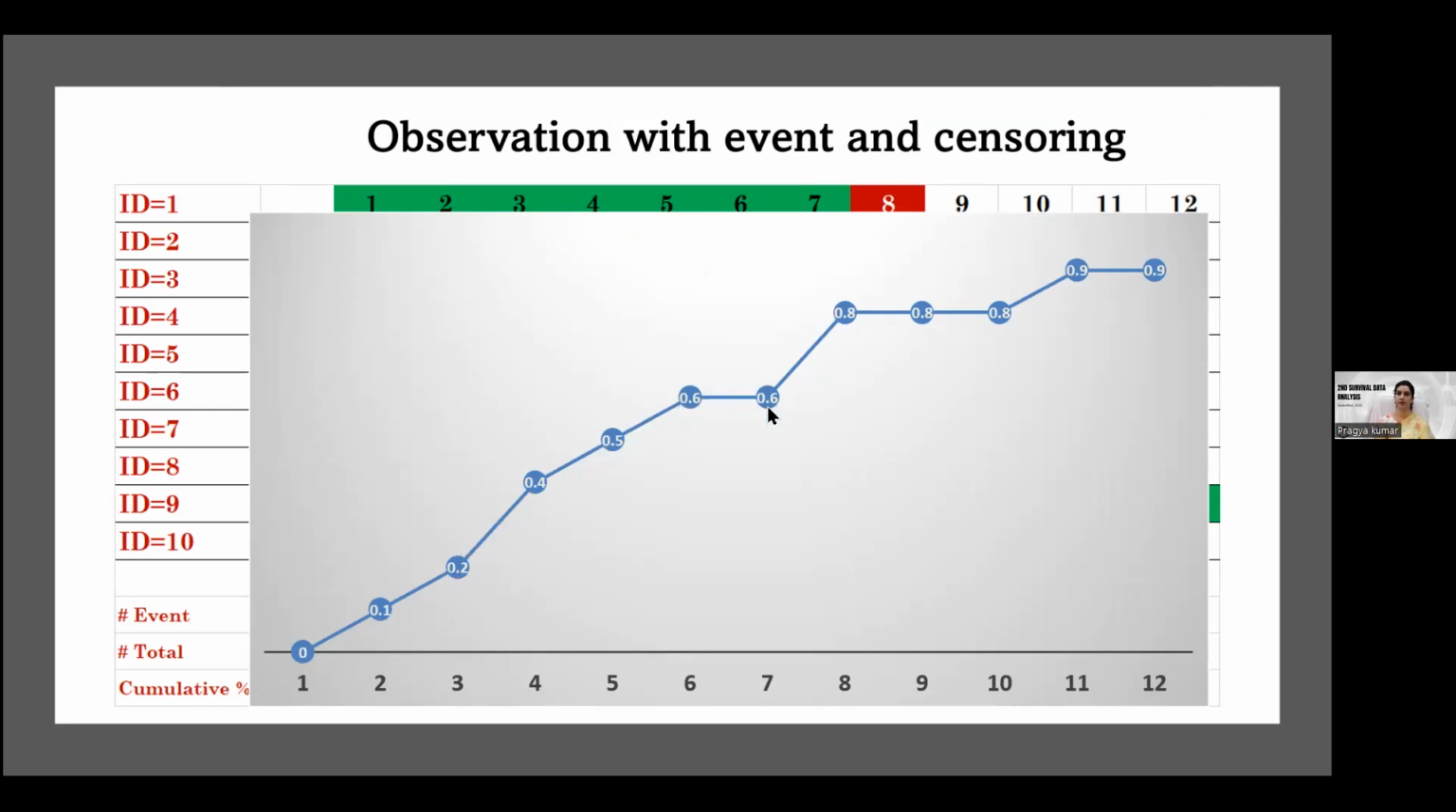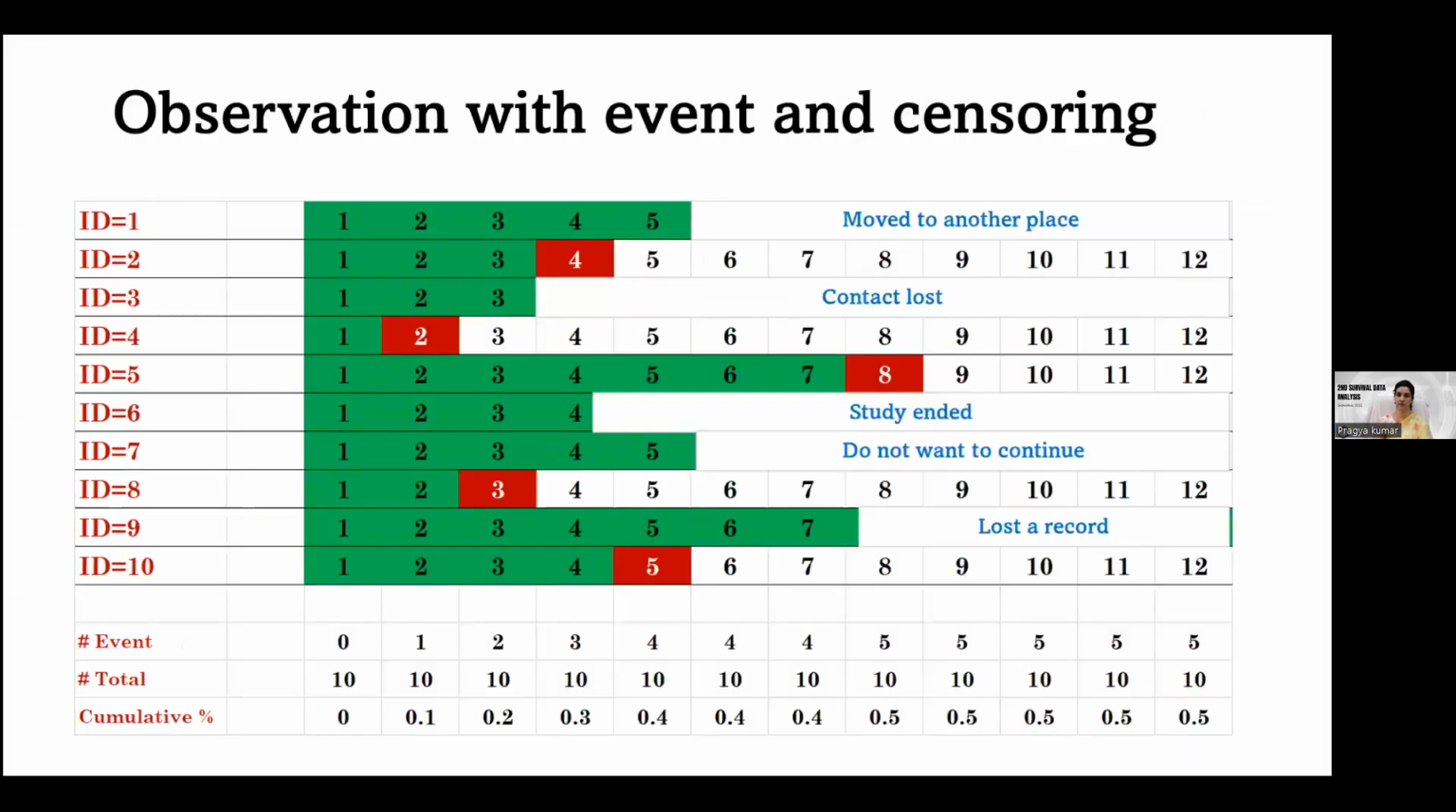Again, same 0.6 because there was no event. Then 0.8, this 0.8 remained because there was no event. And again it goes up to 0.9, 0.9 because at this point there was no event. So this is the hazard curve of this cumulative percentage. Now, this is another case.